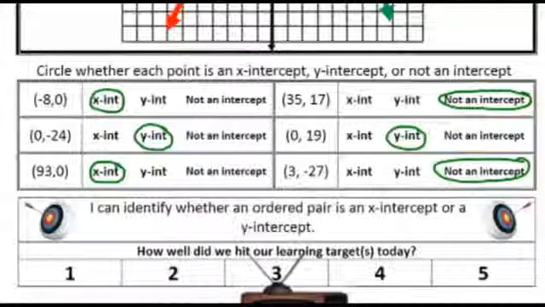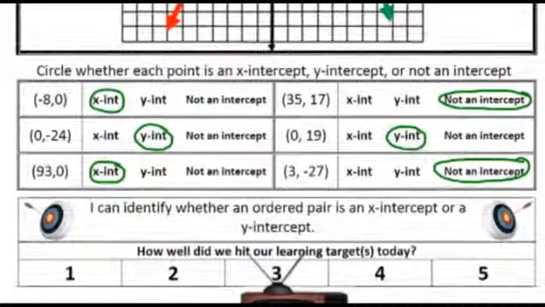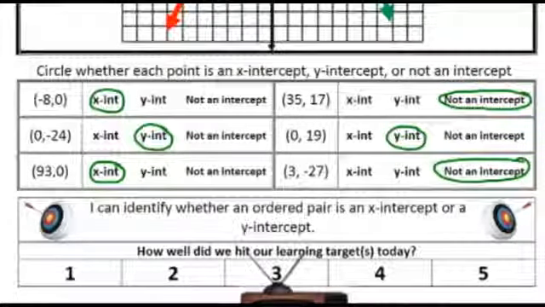We just looked at identifying whether an ordered pair is an x-intercept or a y-intercept. On a scale of 1 to 5, rate how well we hit our target. If you still have questions, make sure you bring them to class when we go over these problems tomorrow, and I will see you in class.